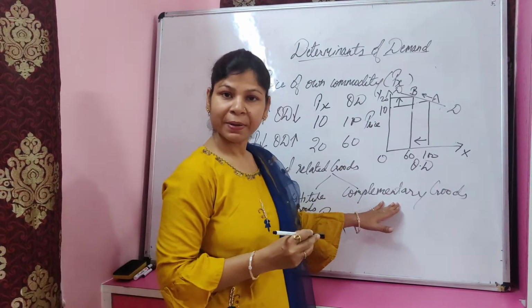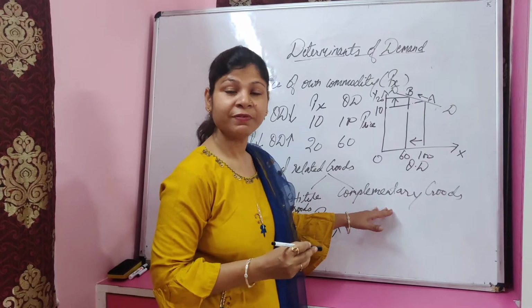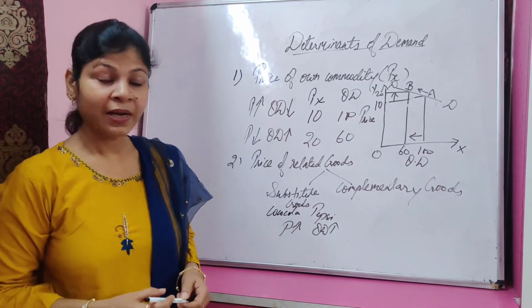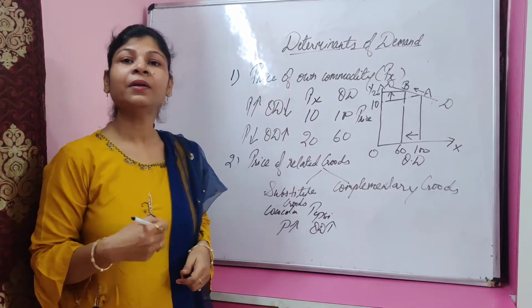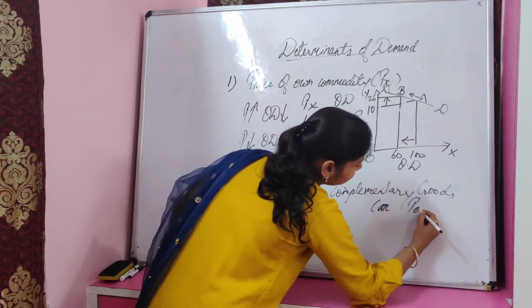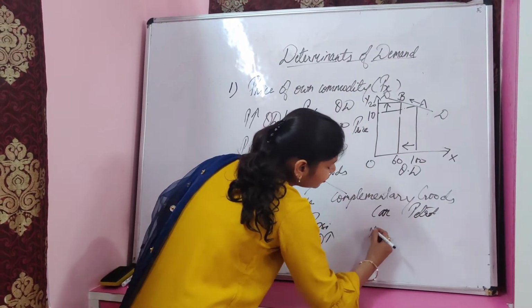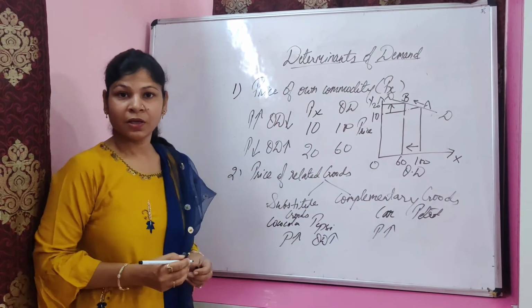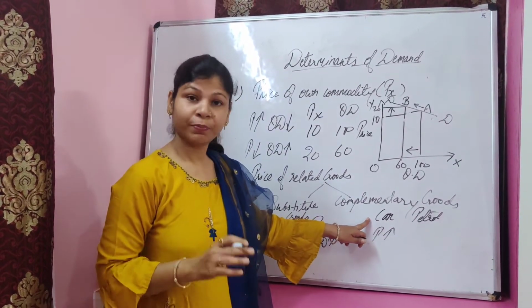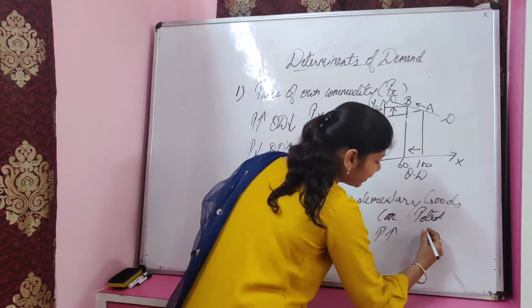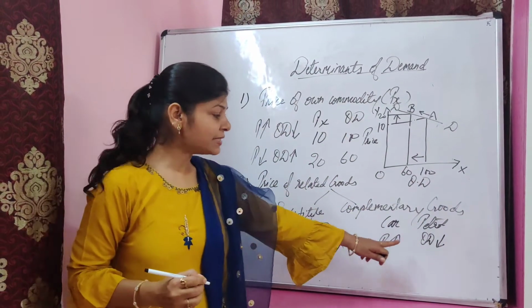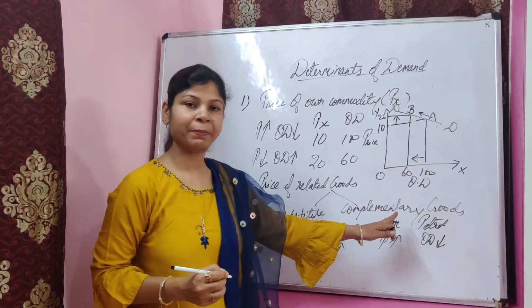Now we come to complementary goods. Complementary goods are those goods which are jointly demanded. It means to use one good, we need another one. Like suppose we can take the example of car and petrol. Now suppose the price of car increases. So, being rational, now we would like to buy fewer cars. If the demand for cars decreases, the demand for petrol will also decrease. So there is an inverse relationship between two complementary goods.